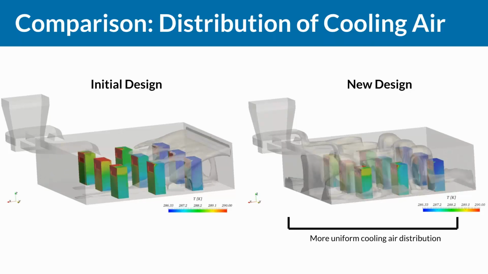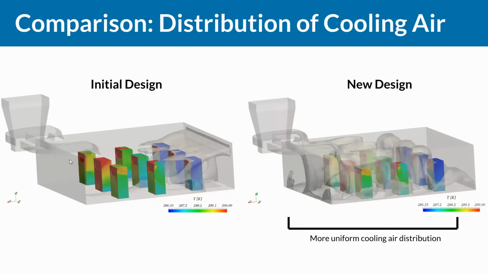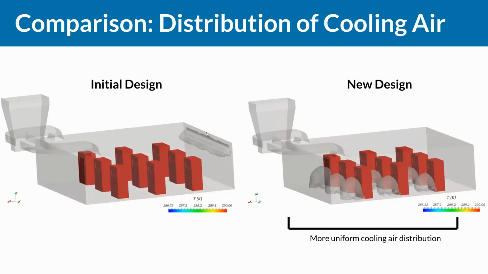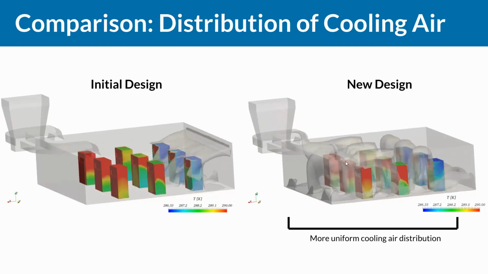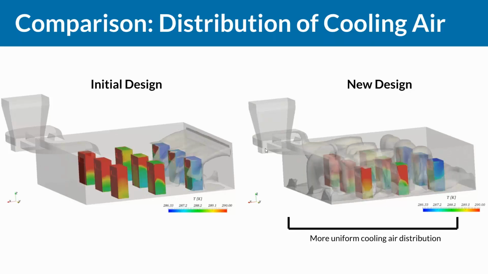As you can see here, it's more uniform compared to the other one, where we have more concentration of the cold air here, but here it's homogeneous for the same period of time.